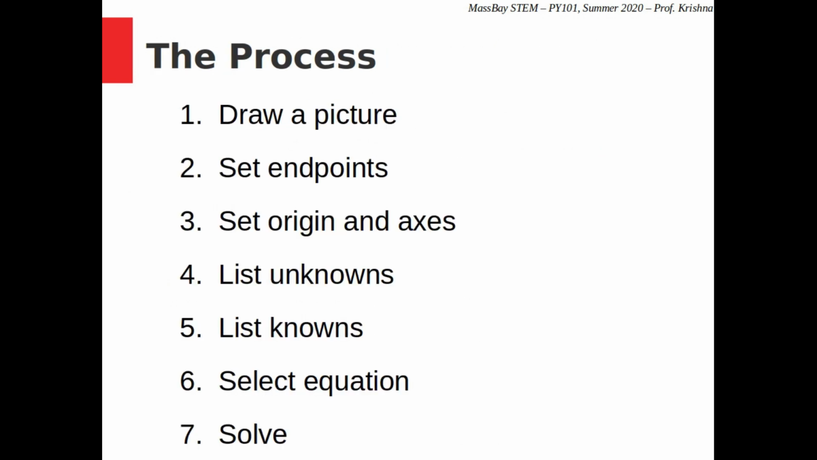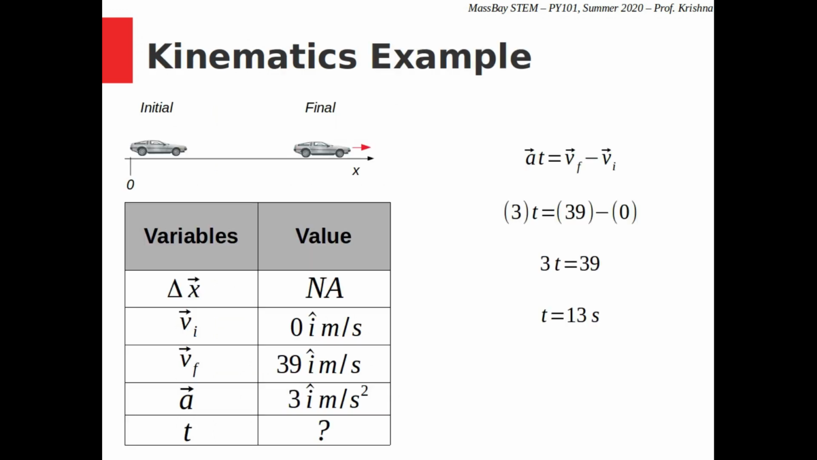Step 7, the last step. Substitute the knowns and solve for the unknowns. The acceleration is 3 meters per second squared, initial velocity is 0, and final velocity is 39. Simplify and isolate time. We get time equals 13 seconds.